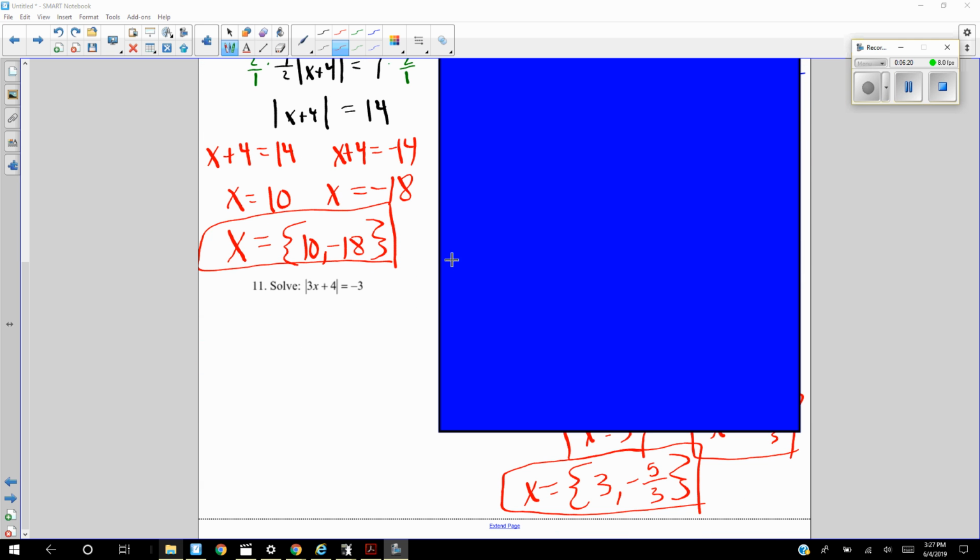And then the last one is nice. They're going to end with an easy one because the absolute value is already isolated. Absolute value cannot equal a negative number. So this one is no solution, or x equals the empty set.